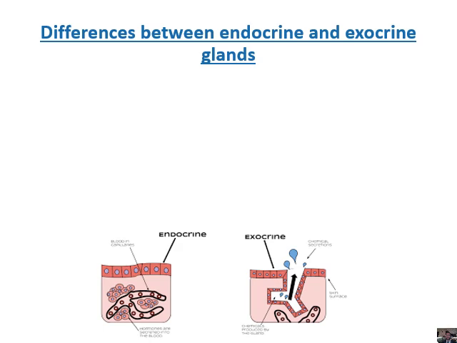Then we have the differences between an endocrine and an exocrine gland. We've constantly said up until now that everything is released directly into the blood, but this is not true. Think of skin and sweat. Sweat technically is a secretion, maybe not of a hormone, but it is something that is released in response to whatever's happening around.